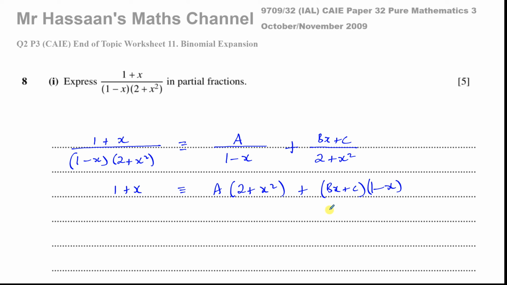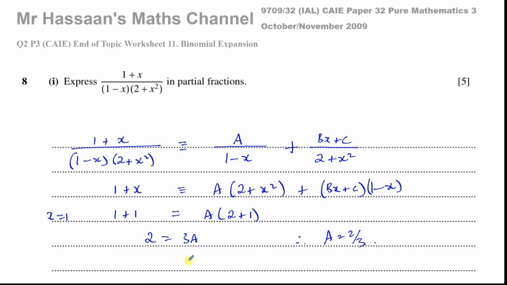Now, we can use a variety of methods to get what we need. What I'm going to do first is substitute x equals 1 into this whole identity. That will help me because if I put x equals 1 over here, this bracket becomes 0. If this bracket becomes 0, it eliminates this term because 0 times something is 0. And I'm left with just the a term, and I can find out what a is. So if I put x equals 1, this becomes 1 plus 1, which is 2. And here I have a times 2 plus 1 squared. So I've got 2 equals 3 times a. So therefore a is equal to 2/3. I found the value of a.